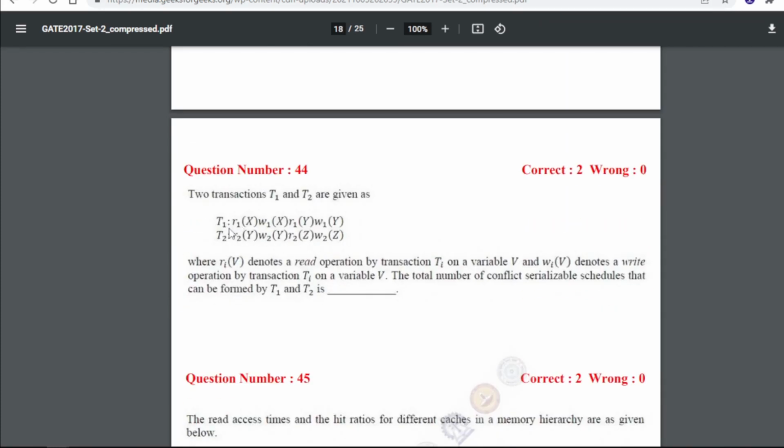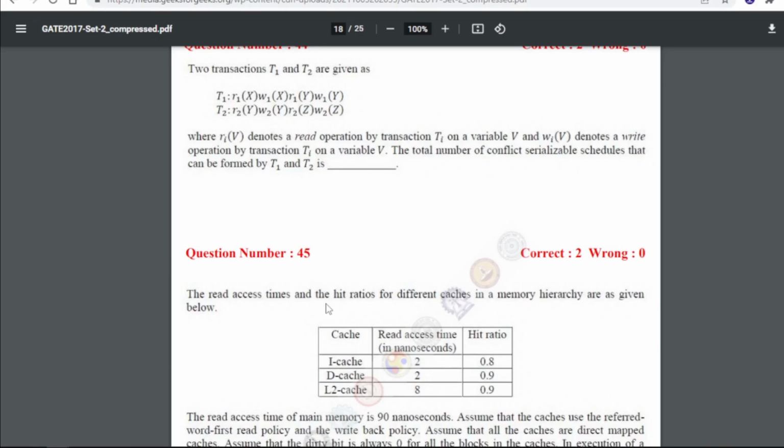Now 44: two transactions T1 and T2 are given as this one, where R_i(V) denotes a read operation by transaction Ti on a variable V, and W_i(V) denotes a write operation by transaction Ti on variable V. Then the total number of conflict serializable schedules that can be formed by T1 and T2 is what? So for 44, our answer is 54.0.